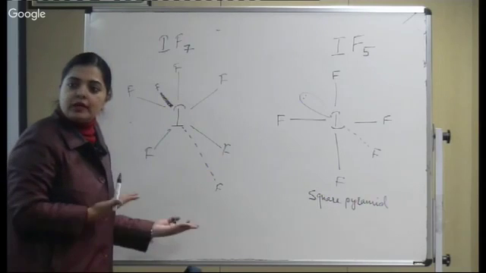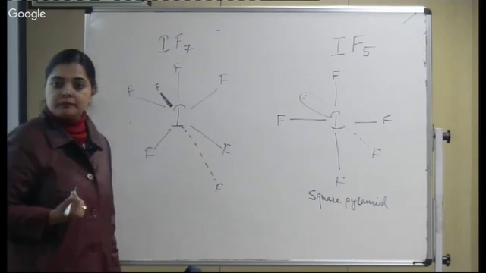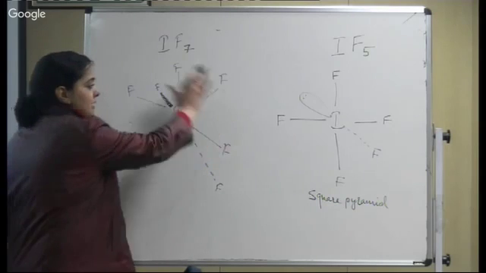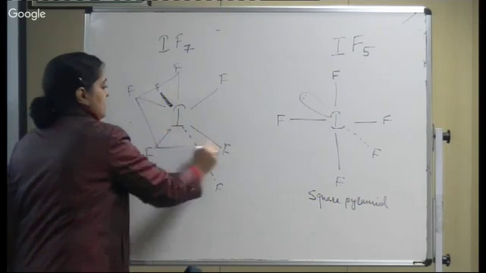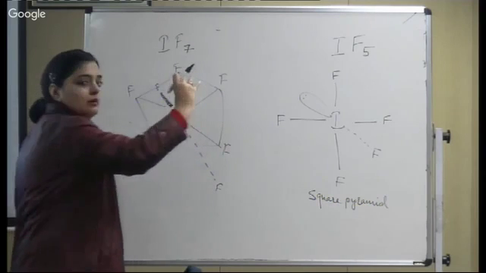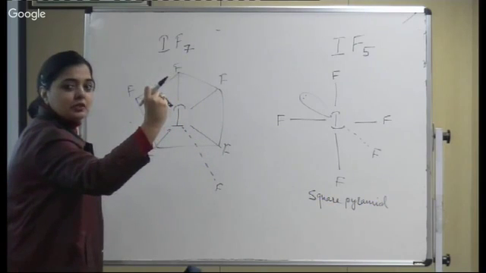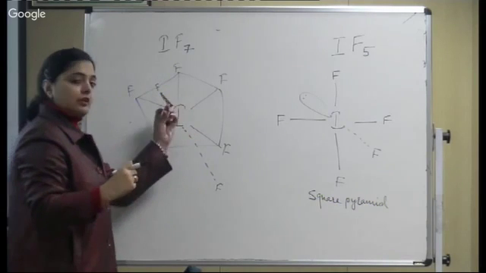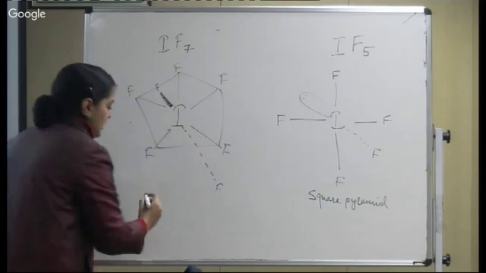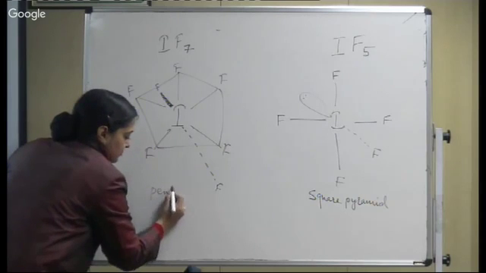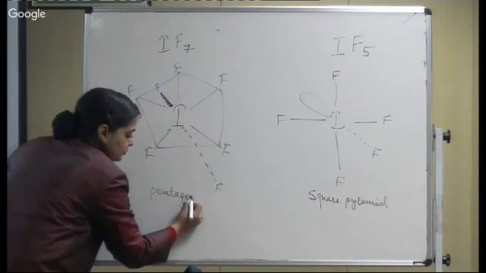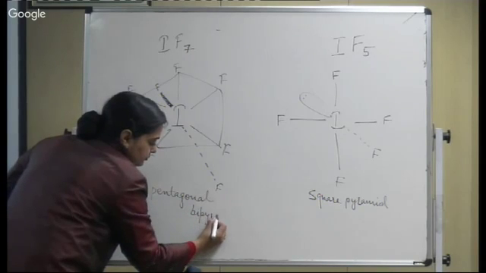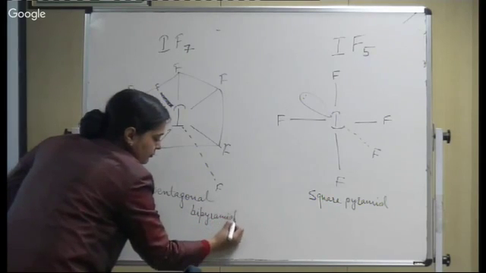Clear? What kind of geometry would this be? Pentagonal bipyramidal. It's a pentagon in plane, 1 pyramid coming towards you from the whiteboard, and 1 going at the back. So it will be pentagonal bipyramidal. Two pyramids.